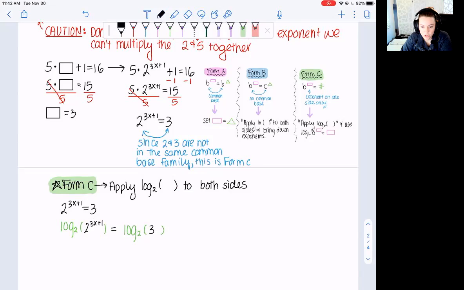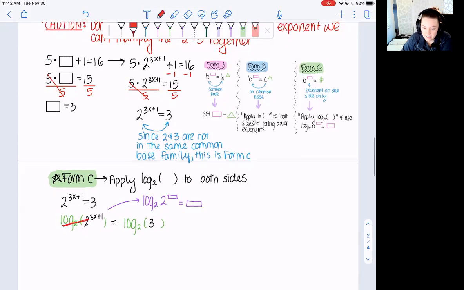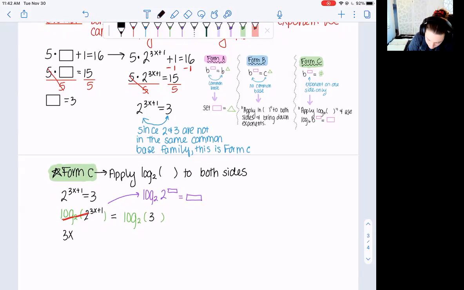Okay. You're doing this because log base 2 of 2 raised to the 3x plus 1, those all cancel out. We have a rule that if you have log base 2 of 2 raised to whatever, this is just equal to the whatever. So the log base 2 of 2 part cancels. You're left with 3x plus 1 is equal to log base 2 of 3.